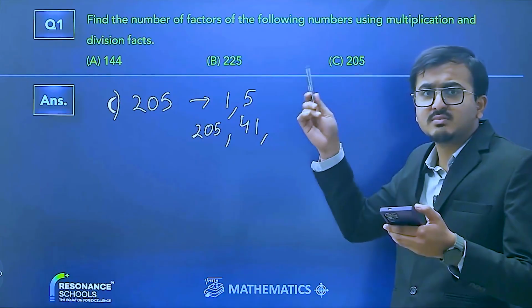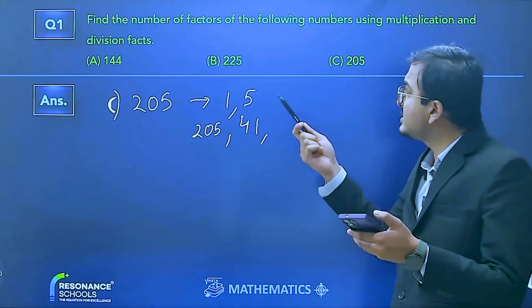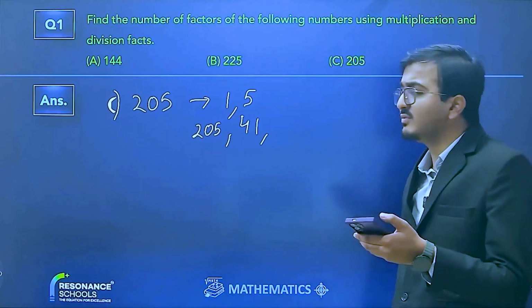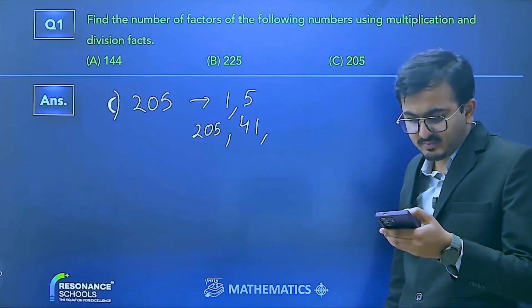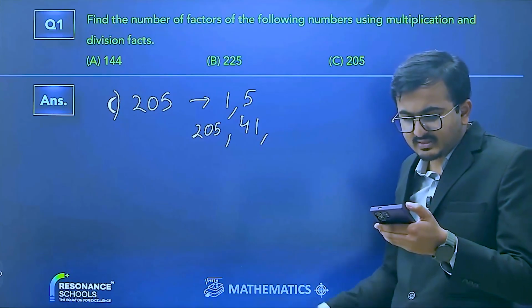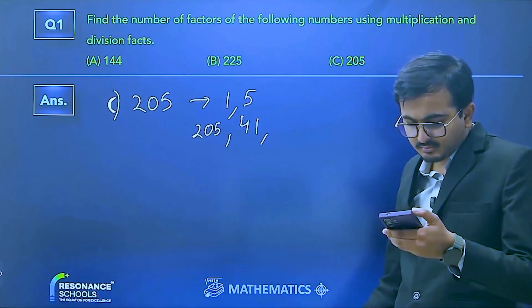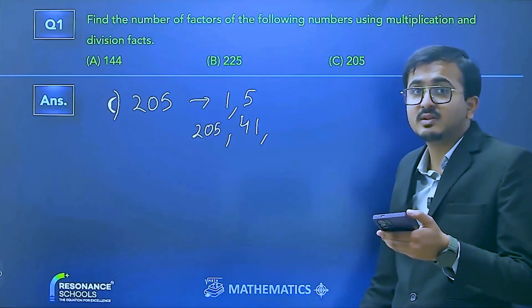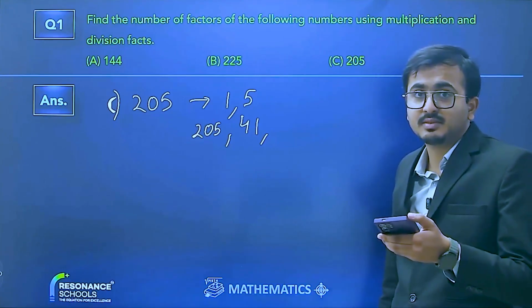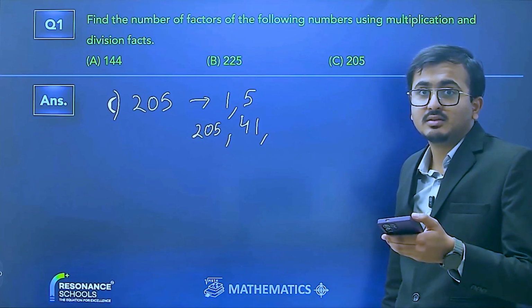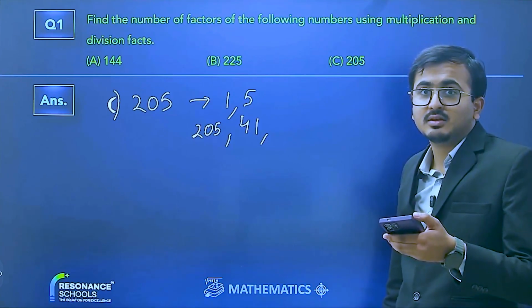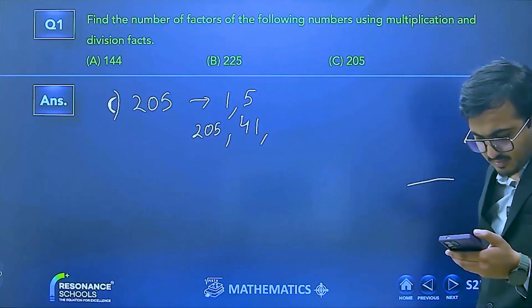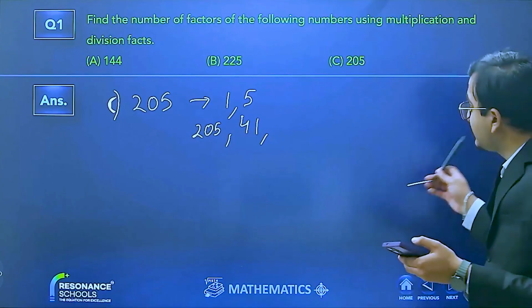Meaning of division? Division means it can divide the factors. Simple. For example, 144 can be divisible by 12. Divisible facts mean divisible factors. Okay. Multiplication and divisible factors. Clear? Chalo, move to the next.